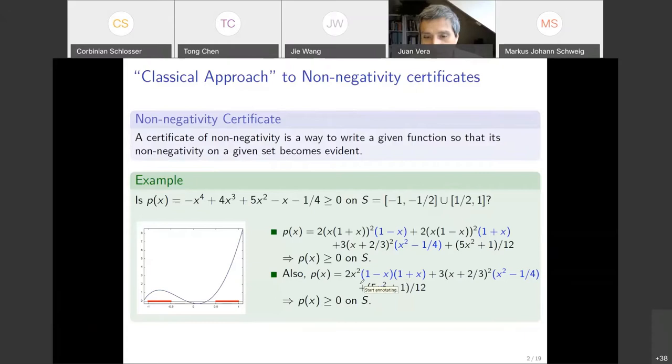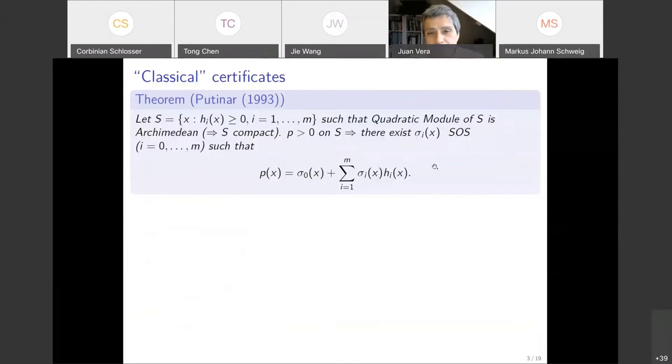And then the question is, okay, how can we produce this certificate of non-negativity? And that's a question that has been well studied, and for example, there is the theorem by Putinar. And there is something I want to call classical certificates. I don't know if that's the right name, but I will call it classical, at least for this talk today.